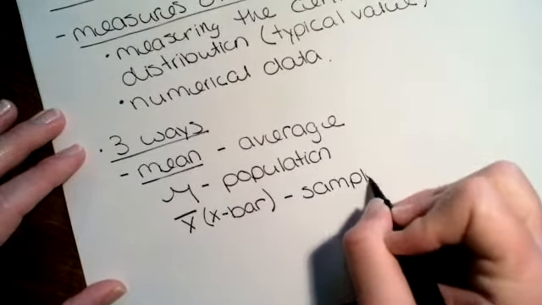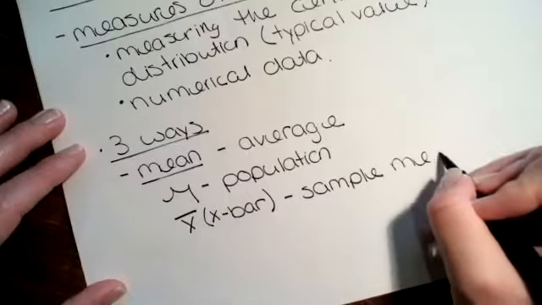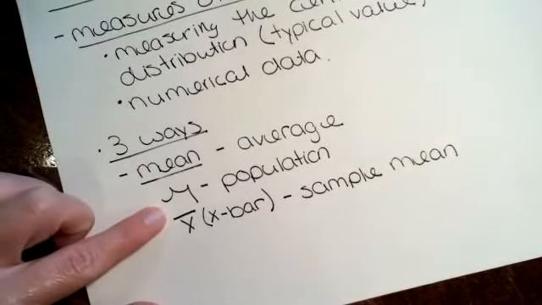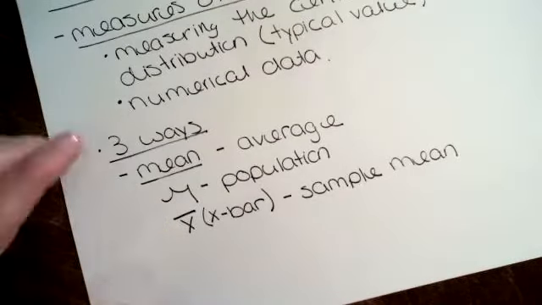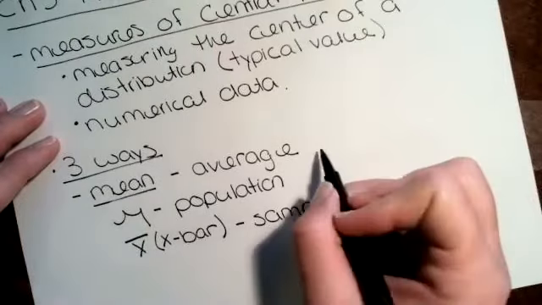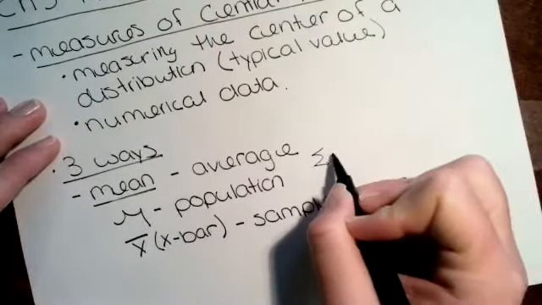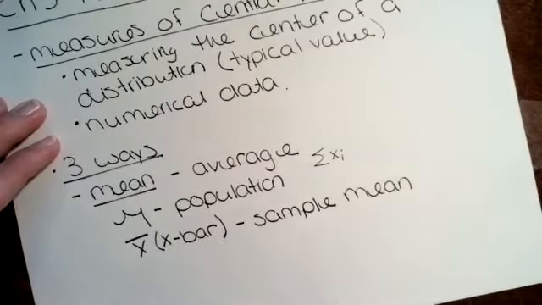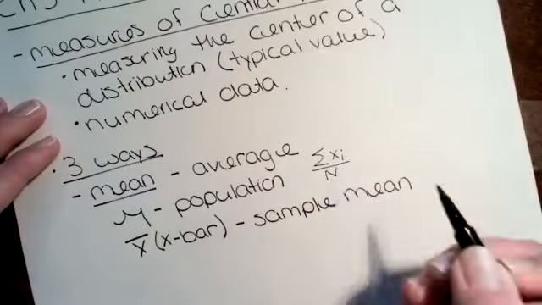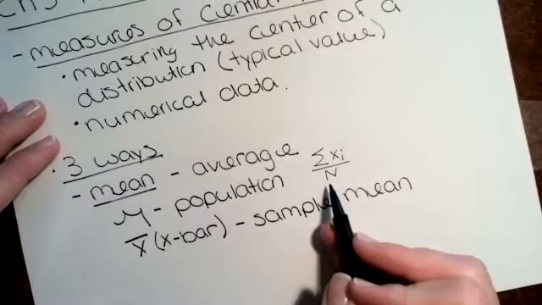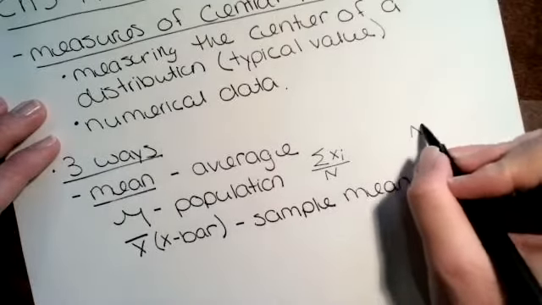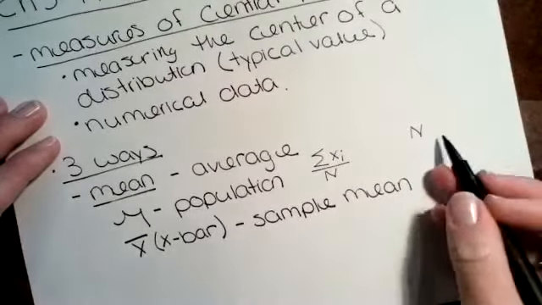Now it's just a notation difference here, because the calculation for these two are exactly the same. You're just finding the average. So here for the population mean, you're going to add up all of the data values. So it's the sum of xi divided by N. And capital N is just my number of data values. So I'm just going to write that over here. So that is for my population. I'll write it out in just a second.